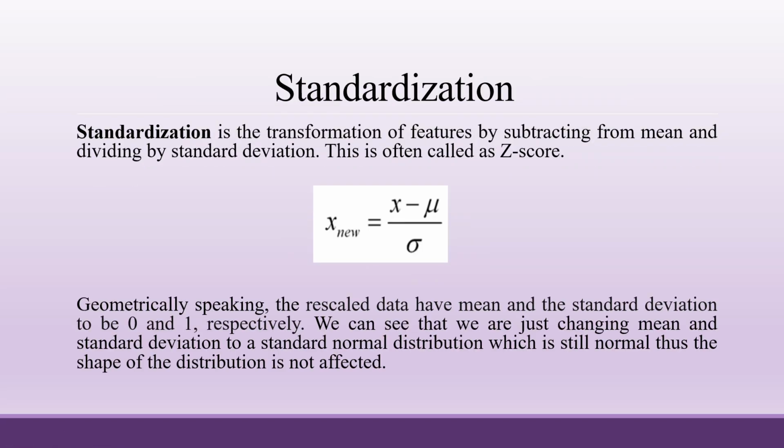Next comes standardization. Standardization is the transformation of features by subtracting the mean and dividing by the standard deviation. This is often called a Z score. Geometrically speaking, the rescaled data have a mean and standard deviation of 0 and 1 respectively. We can see that we are just changing the mean and standard deviation to a standard normal distribution, which is still normal, thus the shape of the distribution is not affected at all.